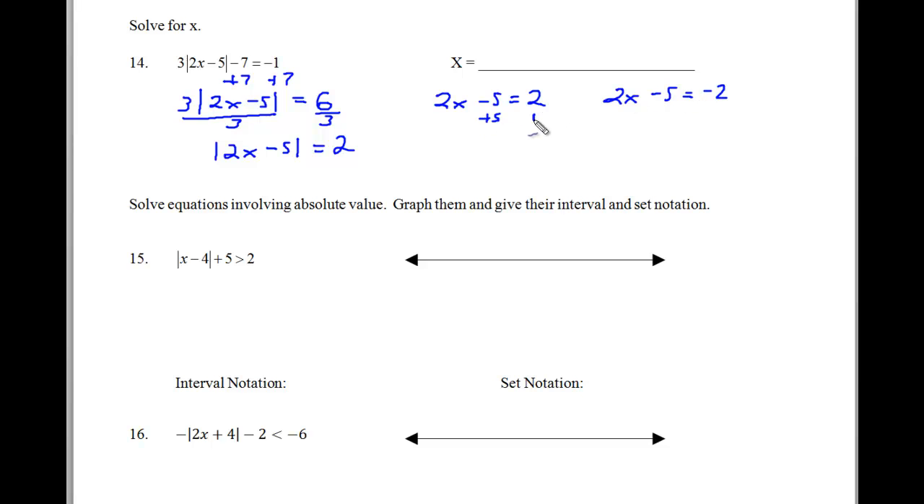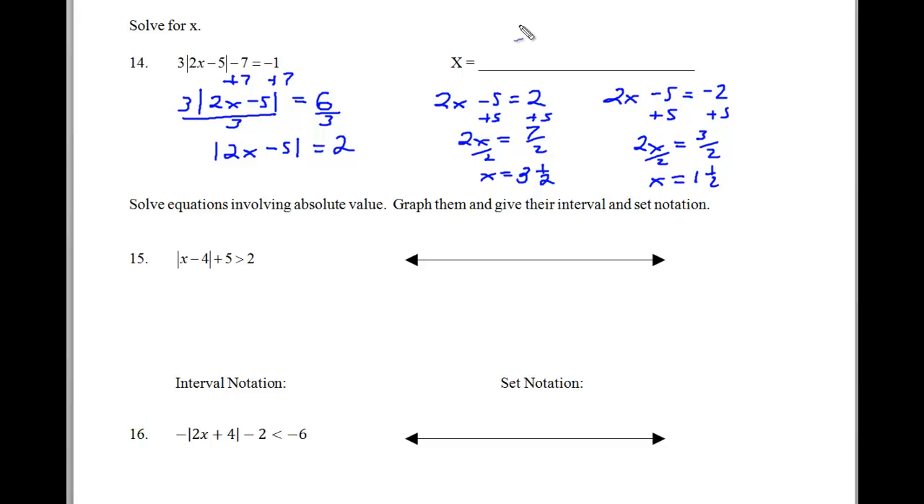So I'm going to add 5 to both sides here. So 2x is equal to 7. Divide both sides by 2. X is equal to 3.5, or 7/2. That's one of our two answers. And I'm going to add 5 to both sides here, and that's going to make 2x is equal to 3, and then divide both sides by 2. X is equal to 3/2, or 1.5.